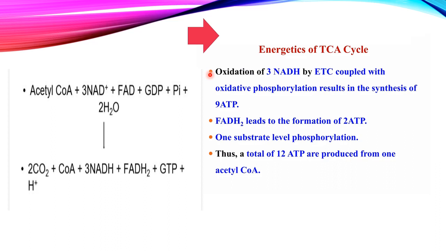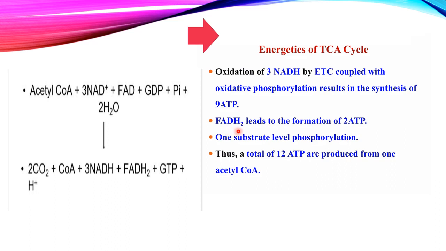Thus, it can be concluded that oxidation of 3 NADH, when coupled with the electron transport chain, results in the synthesis of 9 ATP. Therefore, 1 NADH results in the generation of 3 ATPs in the electron transport chain. So when 3 NADH are involved, 9 ATPs are produced in the electron transport chain. This electron transport chain will be dealt with in our next class.